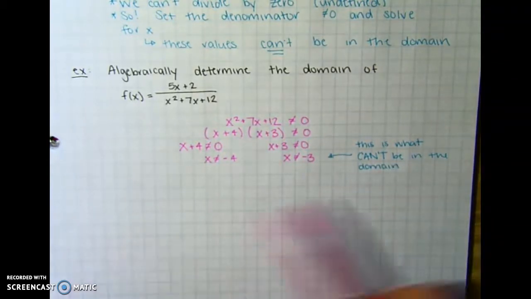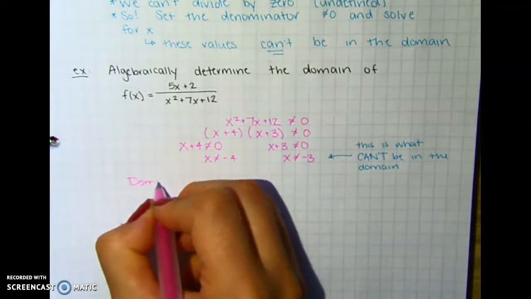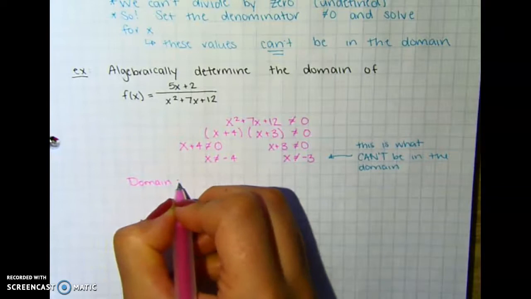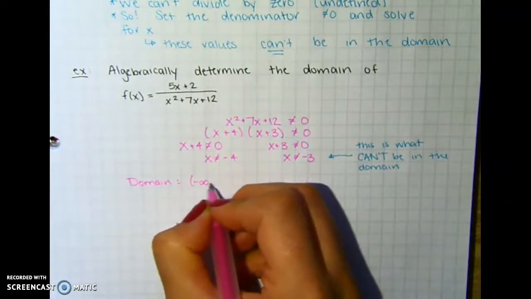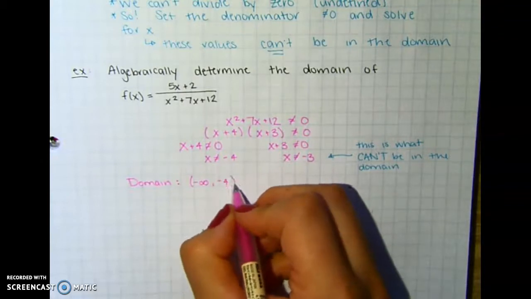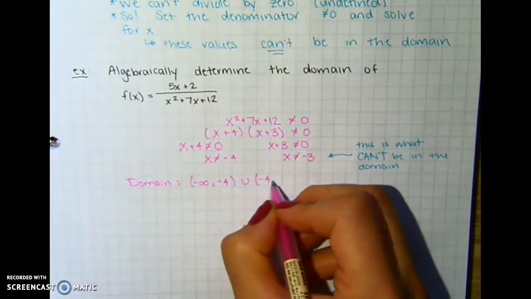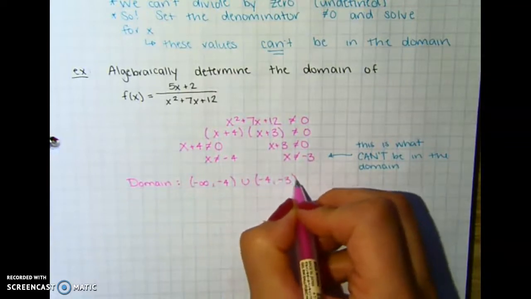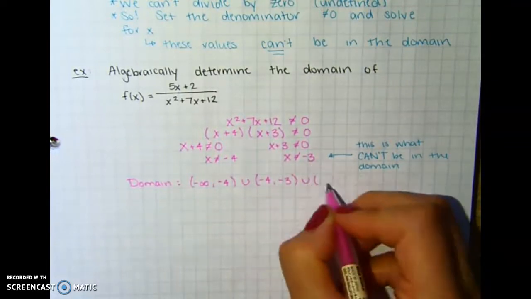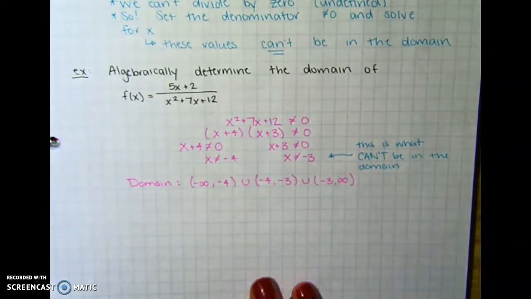So that means our domain is going to go from negative infinity to the next lowest, which is negative 4, and from negative 4 to negative 3, and from negative 3 to infinity. And you could double check this using a graphing calculator if you wanted to.